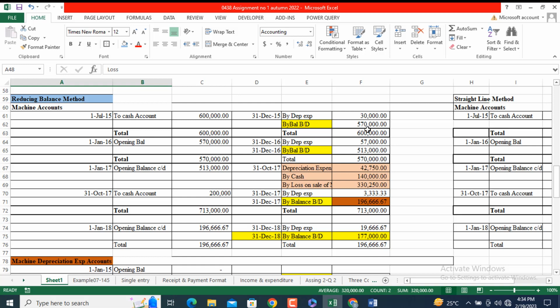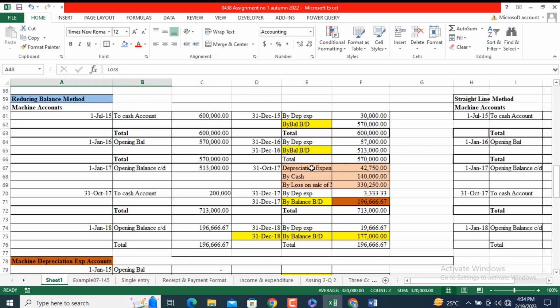We are going to take this amount as the opening balance of the year 2016, on 1st January 2016, 570,000. So now the rate is applied on this amount, rather than keeping it constant as we discussed in the straight line method. In a coming video we will also discuss the machine account for the straight line method. So 570,000 is here. 10% is 57,000, and balance brought down is equal to 513,000.